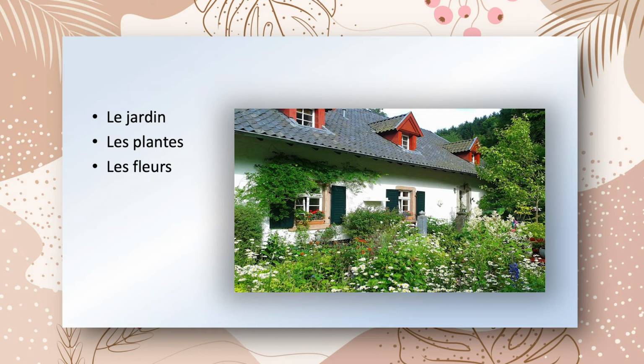So, typically, il y a la maison, il y a l'entrée de la maison, il y a le salon, il y a la salle à manger, il y a la salle de bain, il y a les toilettes, il y a aussi les chambres. Autour de la maison, around, autour de la maison, il y a le jardin. Dans le jardin, il y a les plantes et les fleurs.